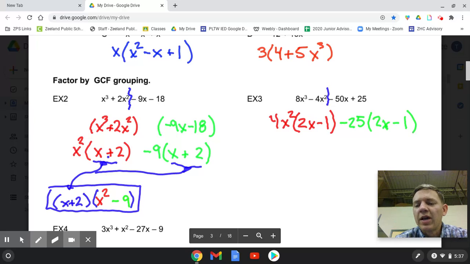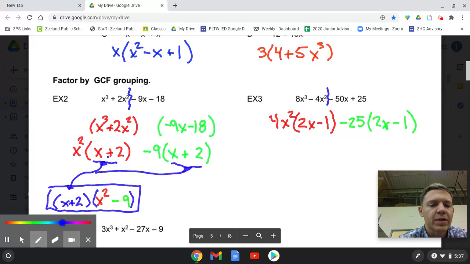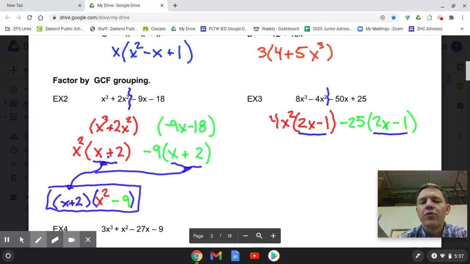So I always like it better if there's no negative on the first term. That's just my preference. And also, that works out because you should have noticed that these two things are exactly the same. And when you factor by grouping, it should be the same. After you factor the greatest common factor out of both sides, you should be left with the same thing. And we do, underlined in blue, they're both 2x minus 1. So pull that out in front.